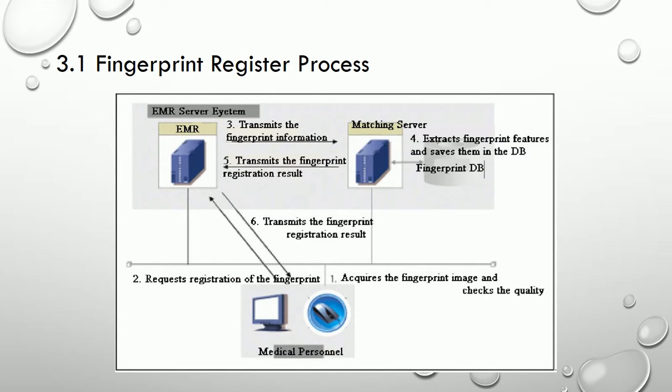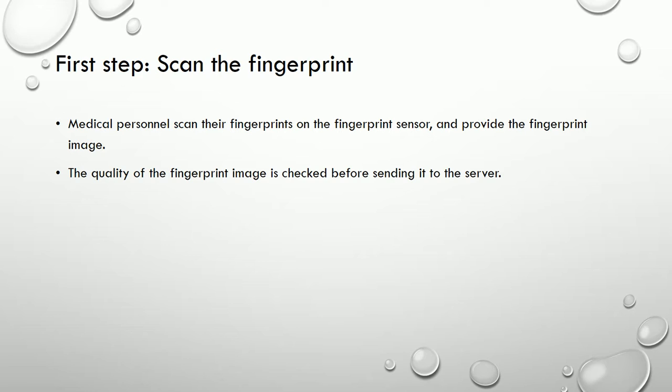here is the flow chart for the register process. Totally, there are 6 steps to finish the process. The first step is to scan the fingerprint. In this step, medical personnel scan their fingerprint on the fingerprint sensor, and then provide the fingerprint image. The quality of the fingerprint image is checked before sending it to the server.